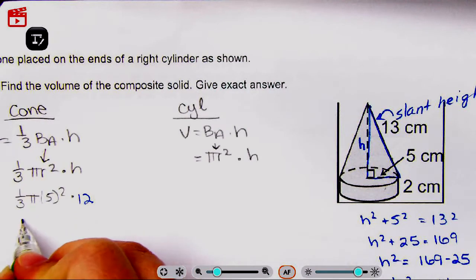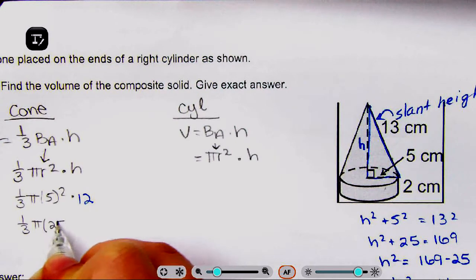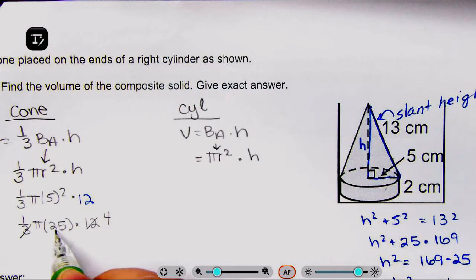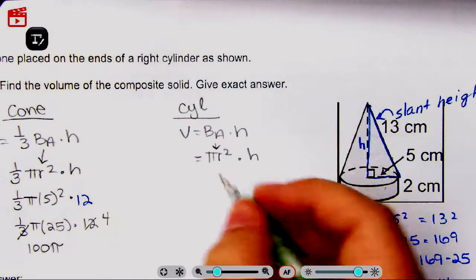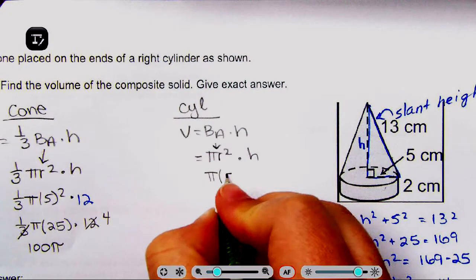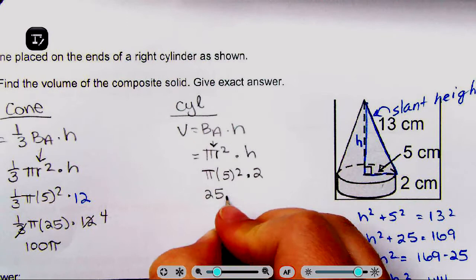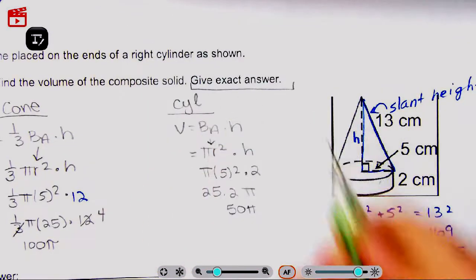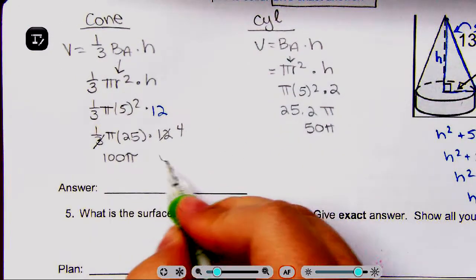So then let's do this. I have 1/3 pi times 5 is 25 times 12. Simplify that. So I have 25 times 4, which is 100 pi for my cone. So now let's do cylinder. Pi radius we said was 5. What's the height of the cylinder? It is 2. So we have 25 times 2 pi. That means I have 50 pi. Now read the directions. It's asking for exact answer. That means you are not rounding and you are leaving pi. Volume, what is happening?